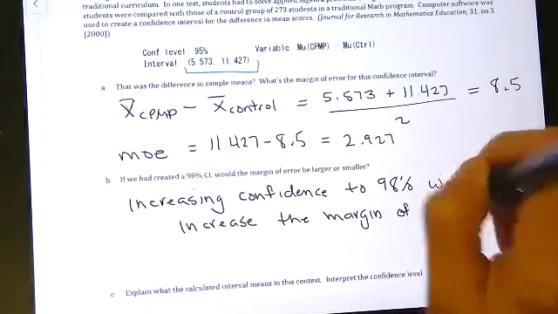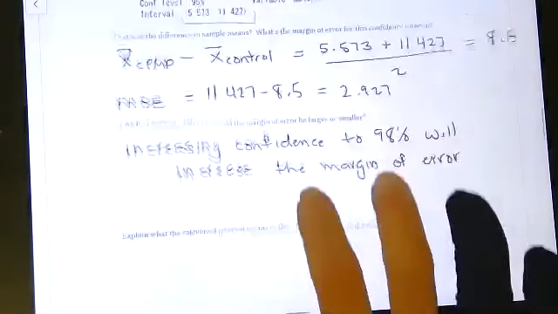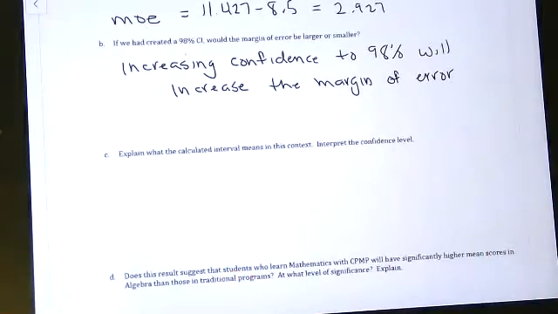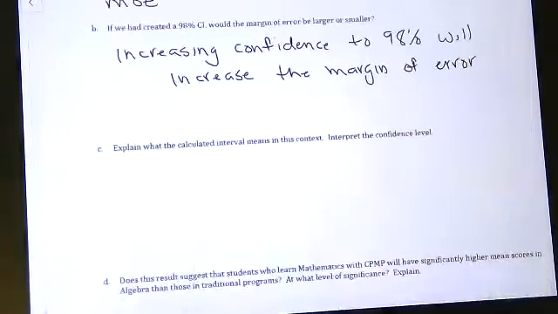So that's why we don't always make 99.9% confidence intervals. It'd be nice to be that confident, but we end up with a larger margin of error. So that's kind of why 95 is the most common, just because we've kind of settled on that's a good balance between the two. Okay, C, explain what the calculated interval means in this context.